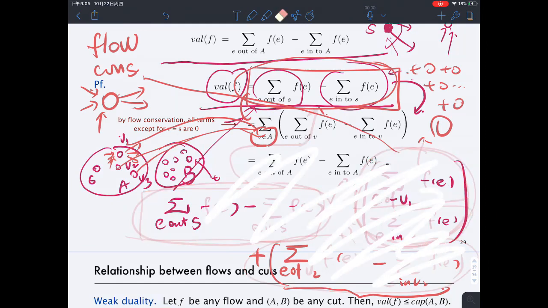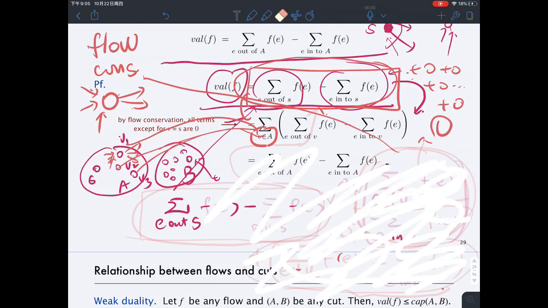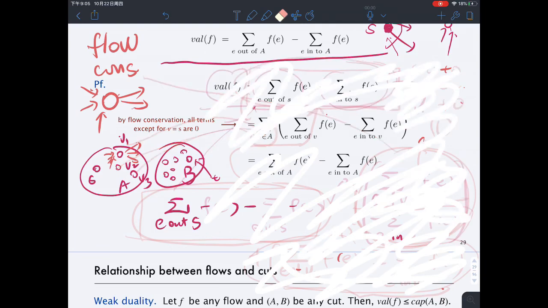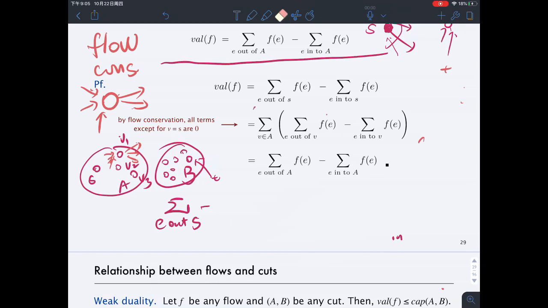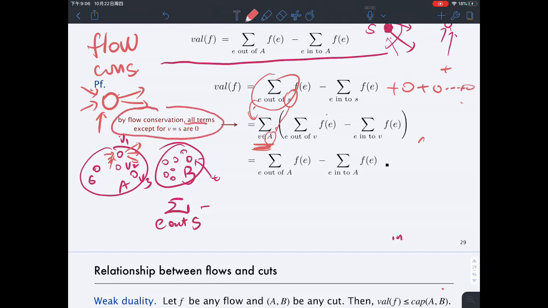So let's erase everything and let me repeat the argument over here. From the second line to the third line, instead of just looking into S, I look into all the nodes inside A. But when I look at all the nodes inside A, what I'm effectively doing is adding a lot of zeros. By the flow conservation constraint, all terms except for V equal to S are zero. That's the reason the equality holds here.